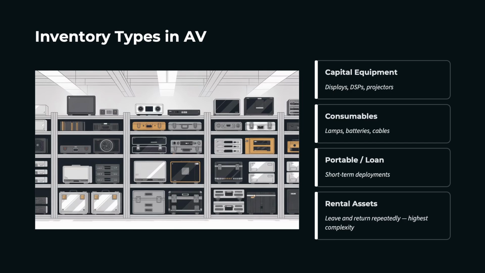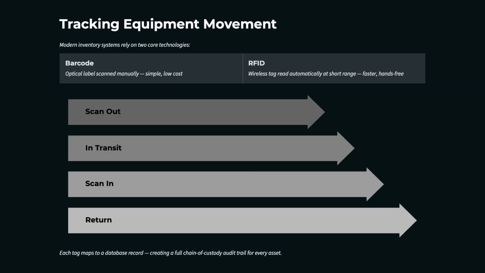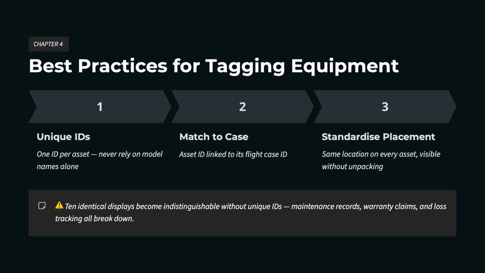The way to track equipment movement: rely on barcodes and RFID. A barcode is simply an optical label scanned manually. You've probably seen those in a number of places. An RFID is a wireless tag that is read automatically at short range. Each tag maps to a database record. There are a few best practices for tagging equipment that you should take into account.